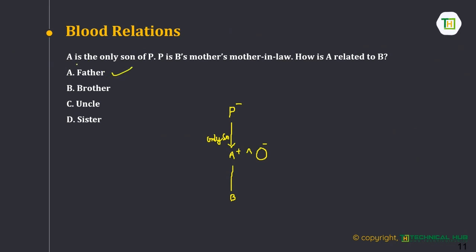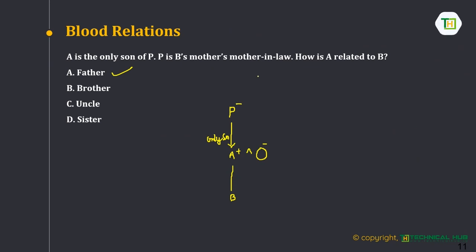Once again, A is the only son of P. So A is the only son means A is male. Male means here taken plus. P is B's mother's mother-in-law. So mother-in-law means here female. Female means P's indication is here minus.